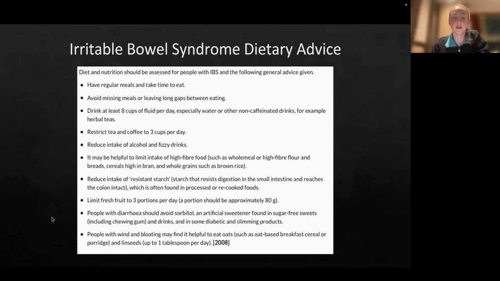And the reason why oats was the answer to the previous one is that people with wind and bloating can find it quite helpful to eat oats. It can help alleviate those symptoms.